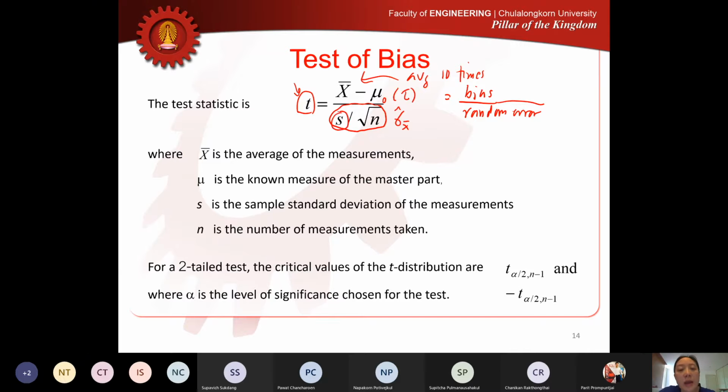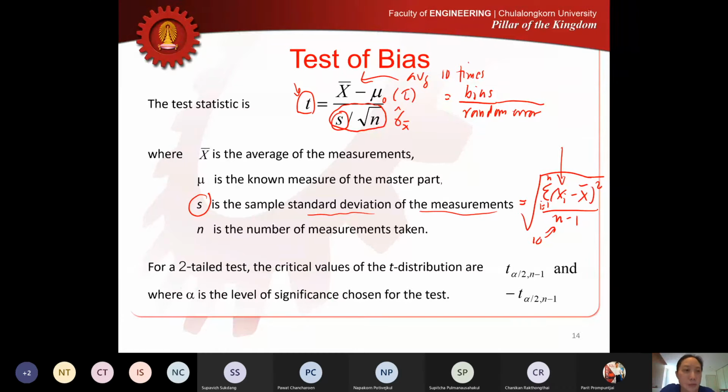And S here represents the sample standard deviation of the measurement. If you have to calculate it by hand, you use this formula. Remember the formula to calculate standard deviation. In this case it's 10 data points, and you have 10 measurements here, so you can use those 10 data points to calculate S.